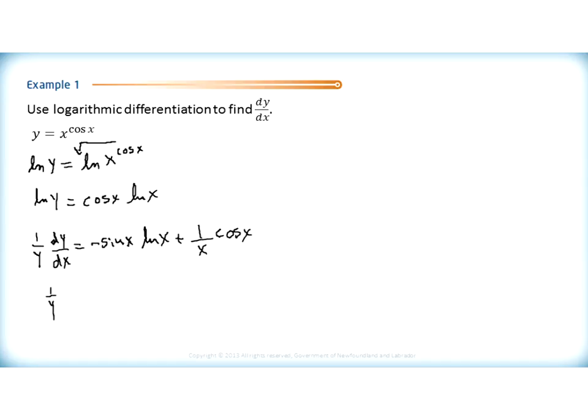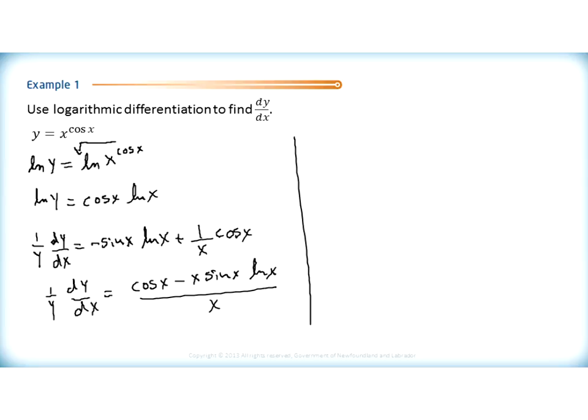So I've got 1 over y dy over dx is going to be equal to cosine of x, and I'm going to get a common denominator here right away. Call it x sine x ln x, and put that all over x like that. So we have our common denominator. All that remains now to get dy over dx is to multiply both sides by y. And so I have dy over dx equals y outside of that big fraction we just created. That looks like this.